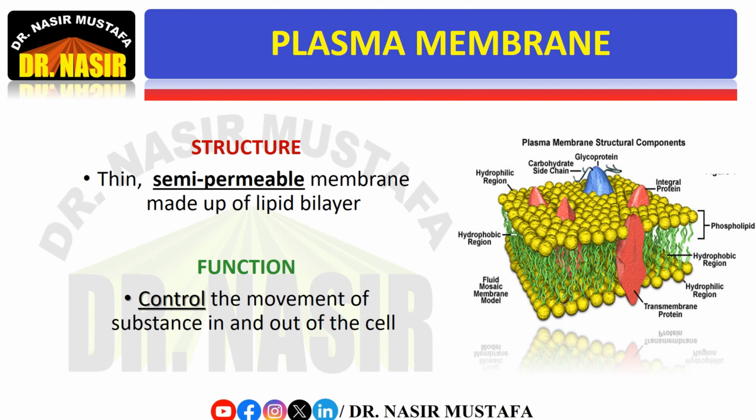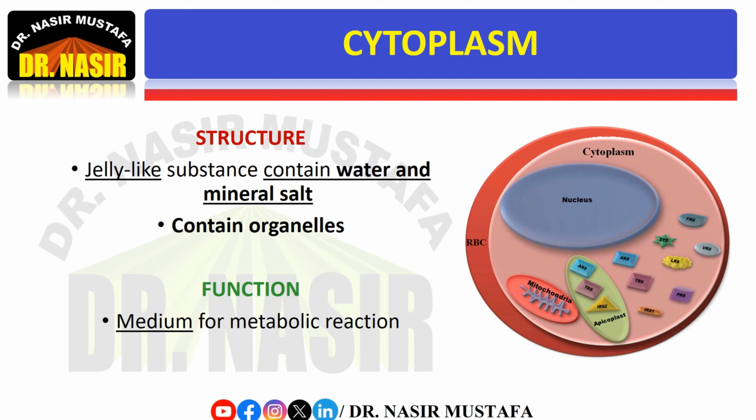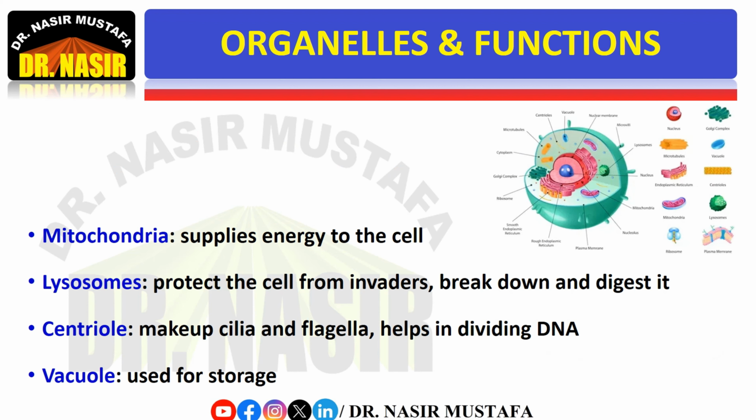Structure: the plasma membrane is a thin, semi-permeable membrane composed of a lipid bilayer. Function: it controls the movement of substances in and out of the cell, maintaining the internal environment and protecting the cell. Structure: the cytoplasm is a jelly-like substance that contains water, mineral salts, and various organelles. Function: it serves as a medium for metabolic reactions, allowing biochemical processes to occur within the cell.